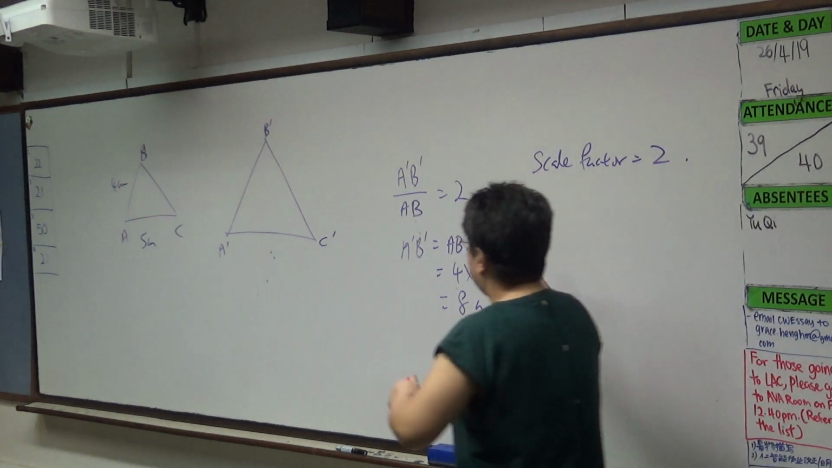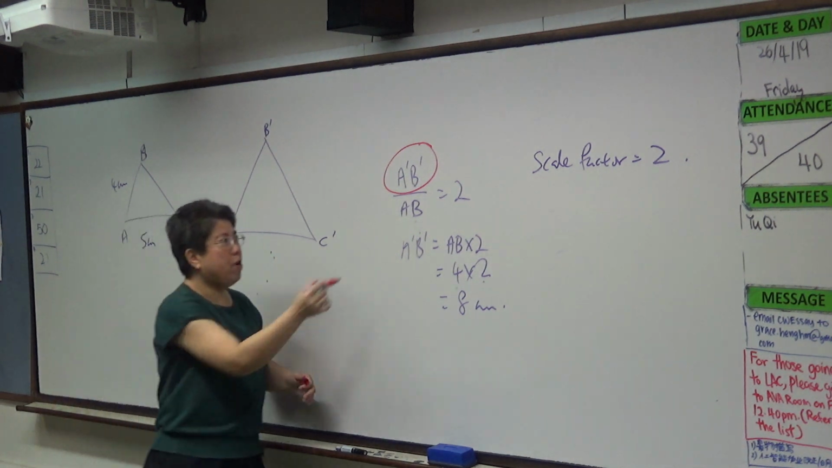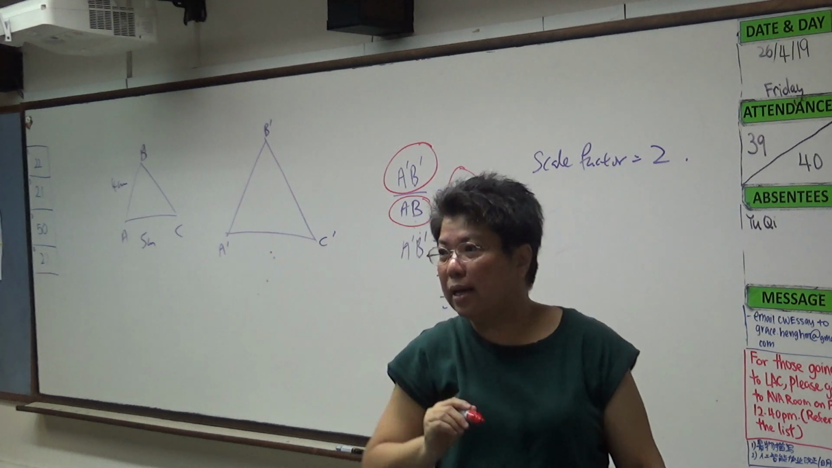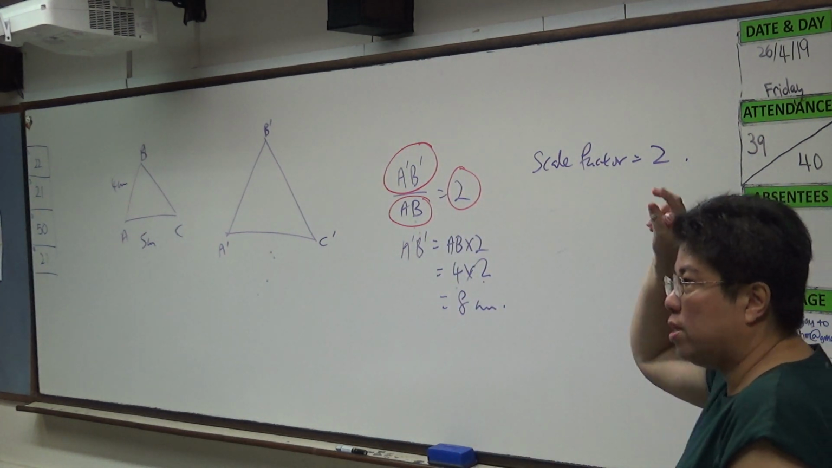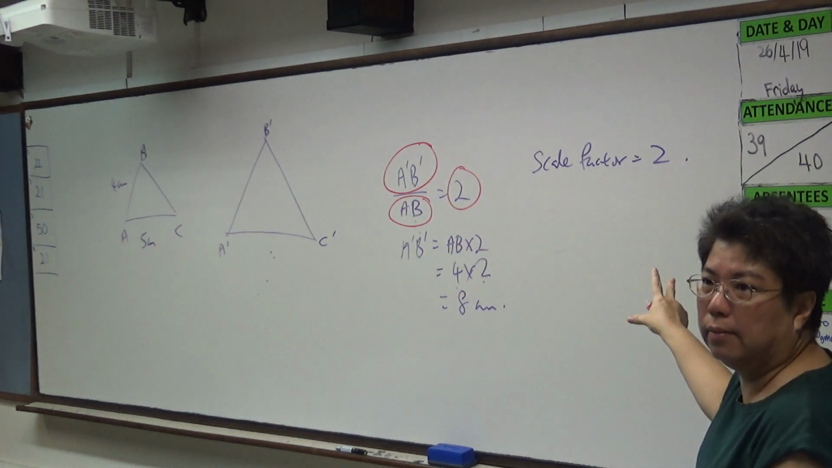Now, can you see that I took the image? Image is the final one, over the original, and it's 2. Can you see now? It's always like that. Sometimes it's not so clear cut. Everybody clear? It's always image over what? Original. That is the scale factor.